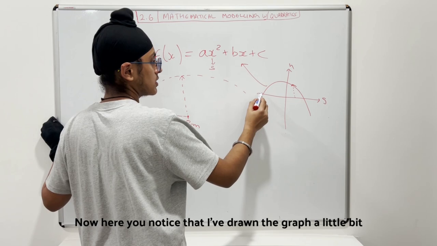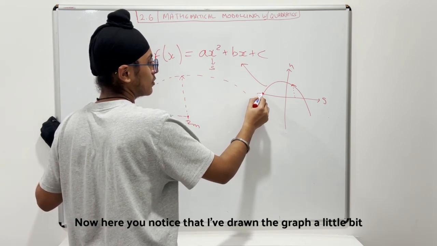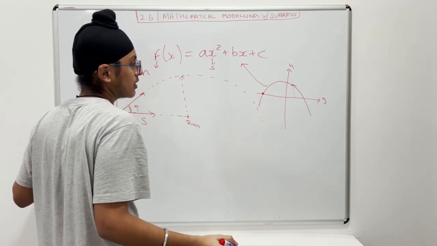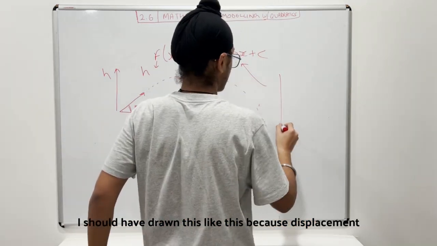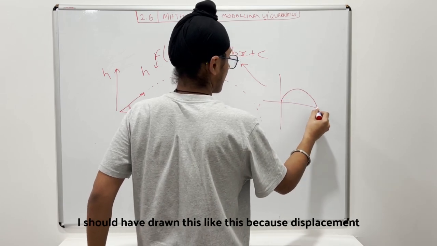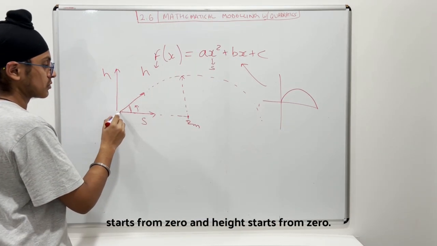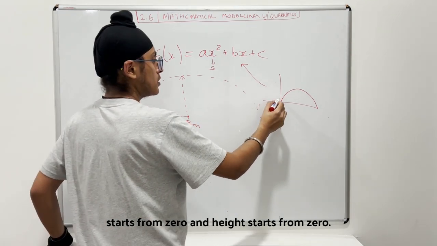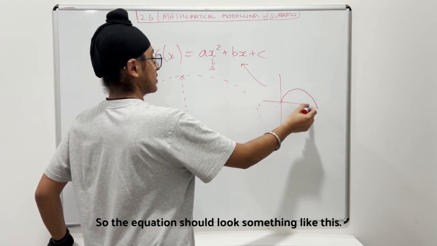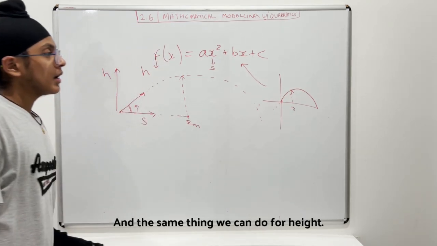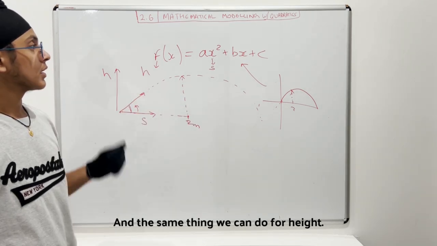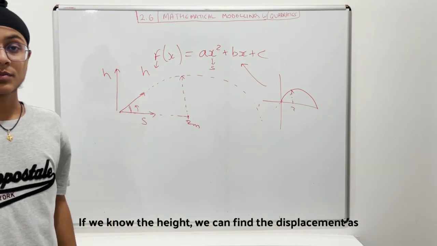Now here, you notice that I've drawn the graph a little bit on the negative. I should have drawn this like this, because displacement starts from 0 and height starts from 0. So the equation should look something like this, and then at 2 we can find the height. And the same thing we can do for height. If we know the height, we can find the displacement as well.